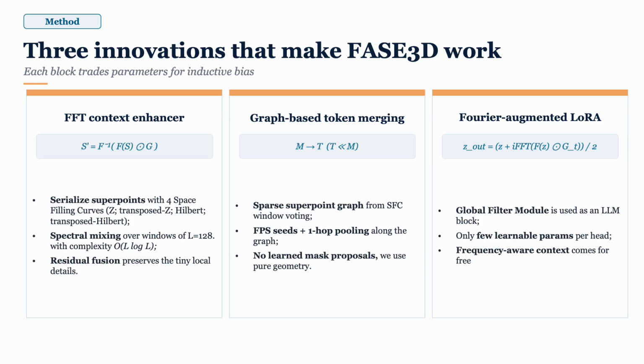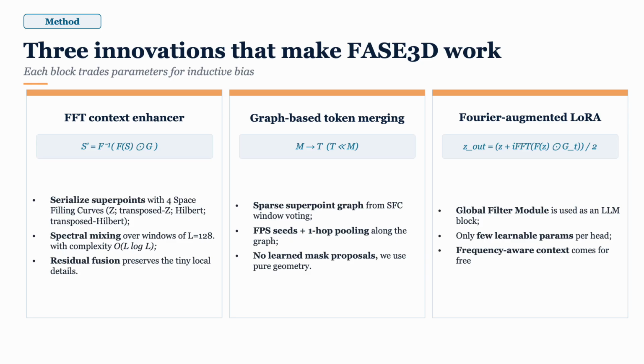There are 3 innovations that make this work. First, FFT context enhancer. Point clouds are 3D and unordered, so we trace space filling curves through the scene. Imagine threading a single needle through every superpoint, 4 different ways. Then graph-based merging. Instead of a learned mask detector, which is what Perla and 3D Lava need, we just vote. Points that are neighbors on the curves vote for an edge. Pure geometry, no learning required.